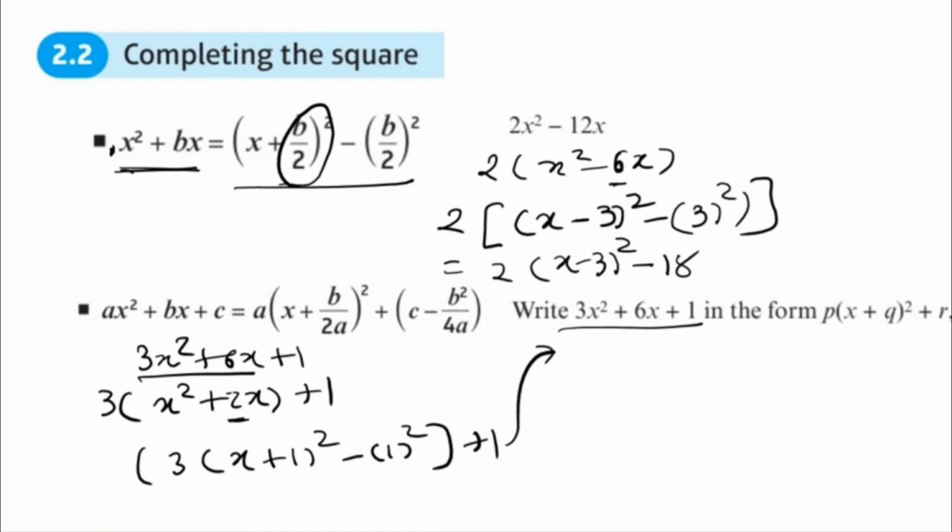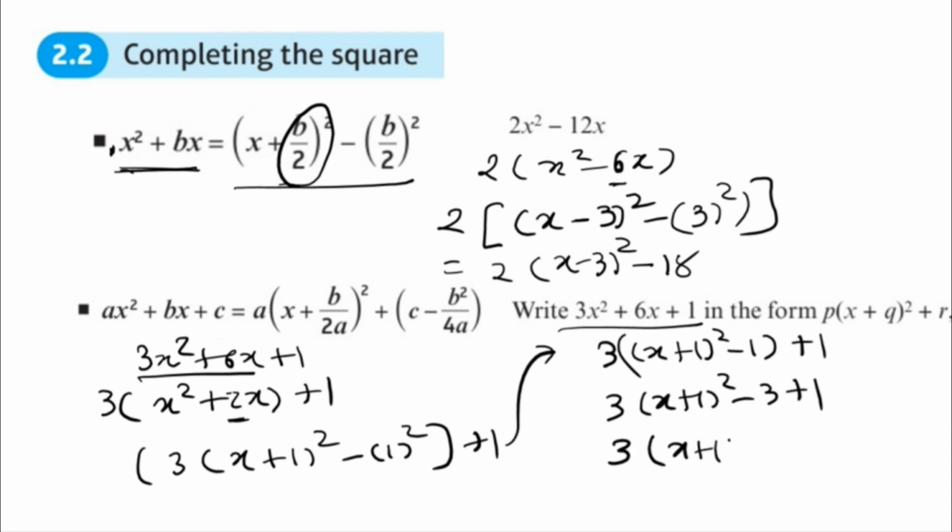Then 3 into x plus 1 squared minus 1, plus 1. Open the bracket, multiply with 3. So 3 into x plus 1 squared minus 3 plus 1. So 3 into x plus 1 squared minus 2. So if you have a coefficient before x squared, try to take it out as a common factor and then follow the steps we are doing here. If you want, you can use this formula, but this formula is a little bit more complicated. This method is easy.